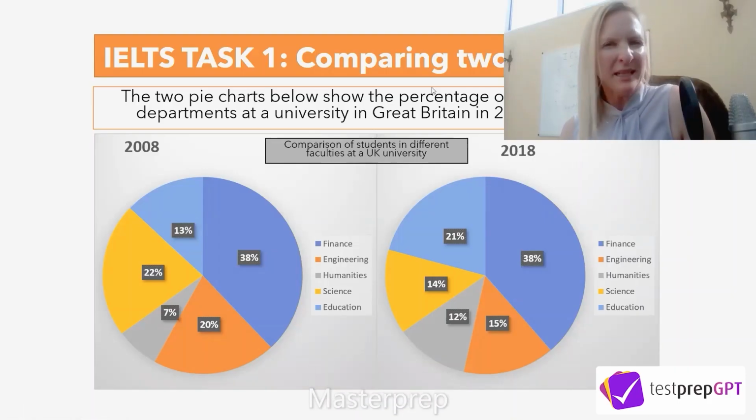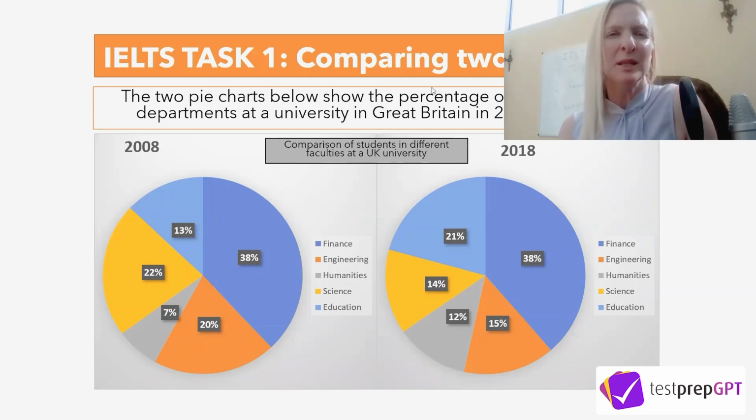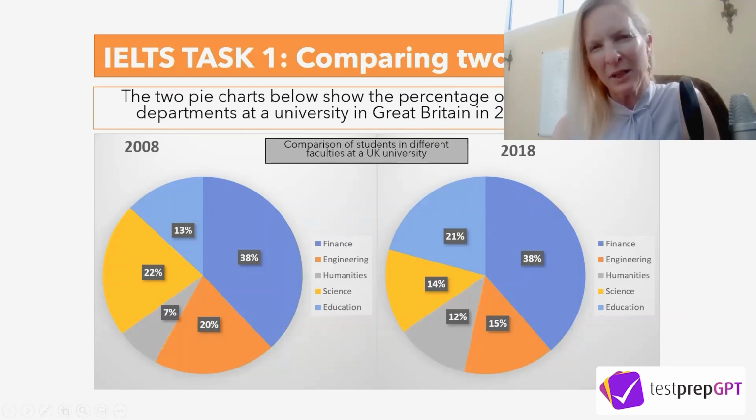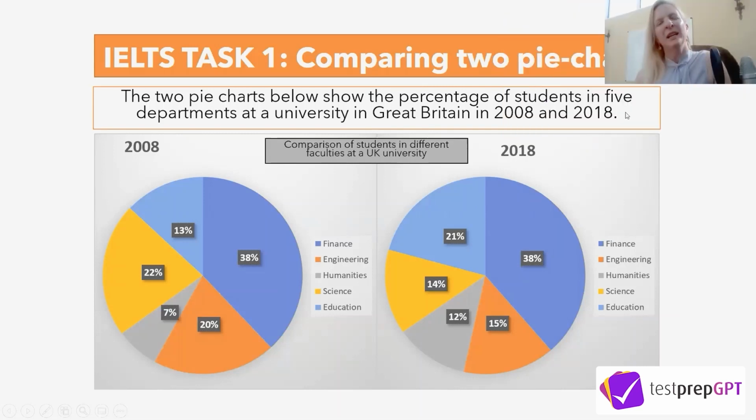IELTS Writing Task 1 for the academic part of the exam. Today we're speaking about pie charts. And pie charts often come up in the IELTS Writing Task 1, so it's good to be prepared. So let me just scoot my video over here a little bit so that you can see the pie charts on the screen. So this is exactly what you will see, something similar in the IELTS exam.